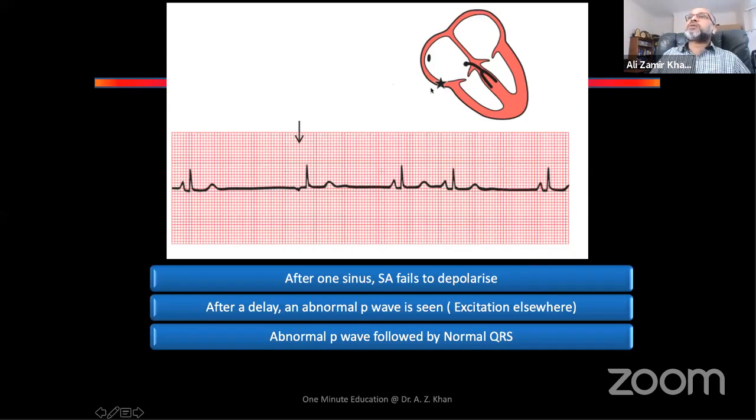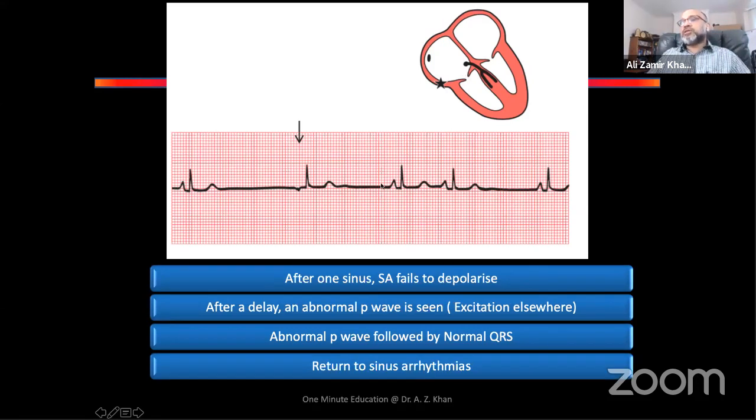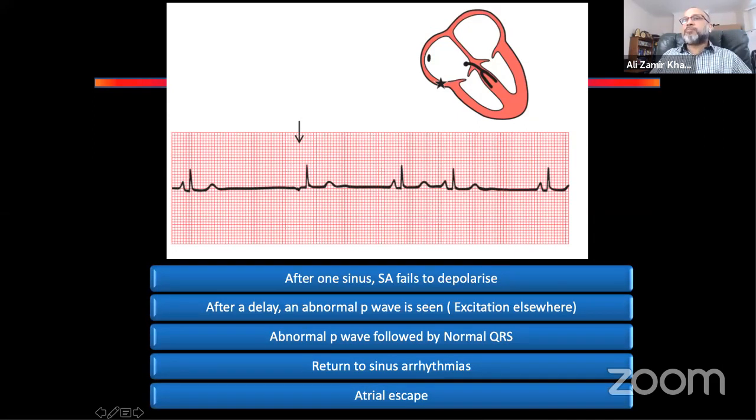So in this space, this fellow is creating its own P wave. Normal SA created a P wave, so you got this QRST, but this fellow created another P wave, and that is an abnormal P wave, which is not followed very well by a QRS. So this again returns back to sinus. Can you see that? This is called atrial escape. So whenever a separate focus creates an unusual P wave, that is called atrial escape, okay?